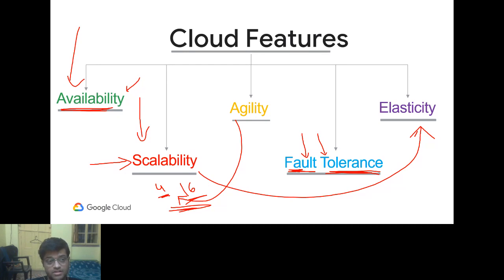Don't take it literally in terms of scalability. In terms of an elastic rubber band, there is no physics involved. So you can pull it pretty much unlimitedly. Don't worry, because cloud can provide you a lot of resources. Don't worry about it snapping or something.